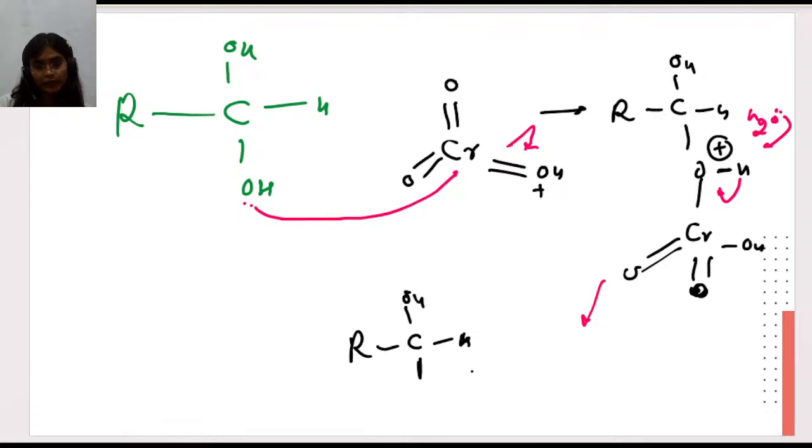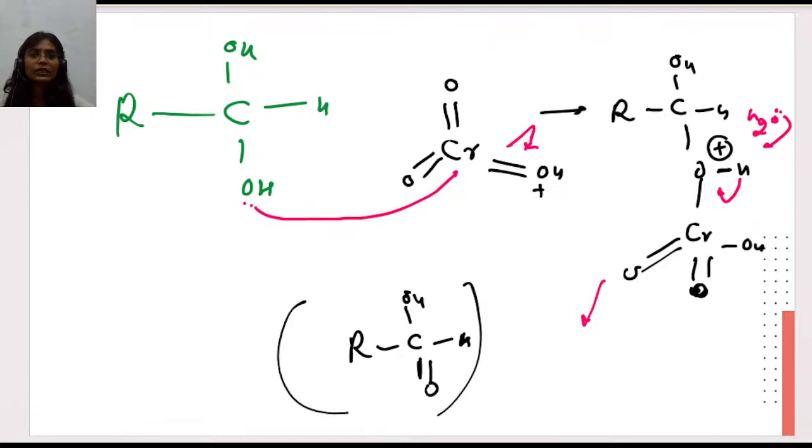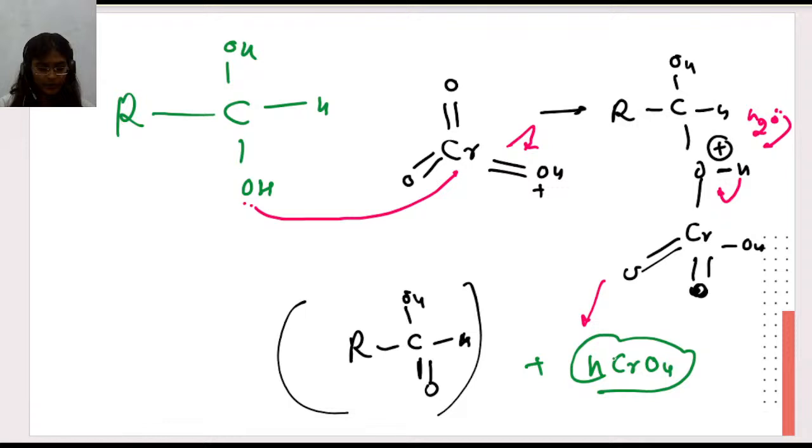This bond breaks, okay, so we are getting a double bond. So we are ready with this, what we want, and this chromium is going to be released in the form of HCrO4. So what is it? It's a chromic acid. Let me just check. Yeah, HCrO4 is there.